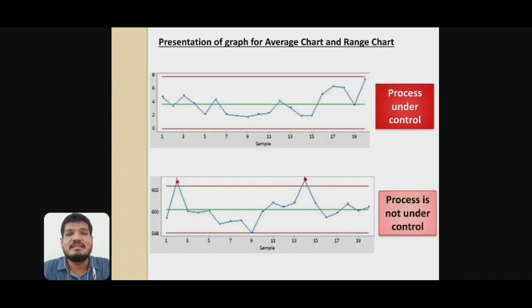So let's see an example over here. In the first graph, the process is under control. The two red lines in the first graph indicate UCL, the upper line, and LCL, the lower line. All the points we have plotted, this is just an example, are between UCL and LCL, so that process is called under control. And in the second graph, 2 points are falling above UCL. So the process is not under control.